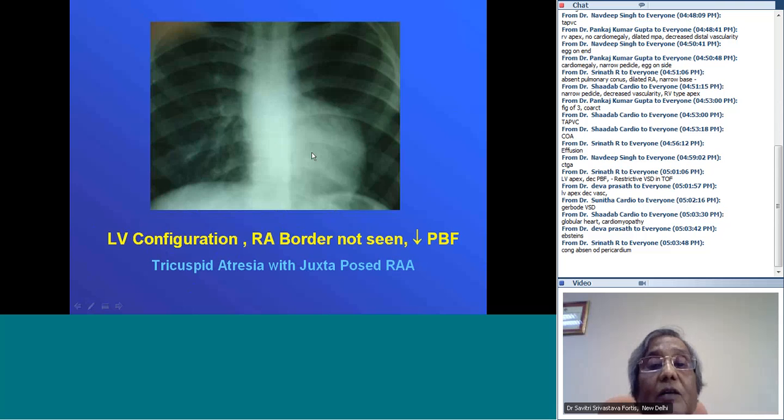But the very important thing you have not pointed out is that in patients of tricuspid atresia, usually the right atrial border is prominent and merges into the SVC border. And here you see an absent right atrial border, hardly any right atrial border. And this is very, very typical of juxtaposition of the right atrial appendage, because then the right atrium is not here, it is shifted. So this area is full because of the juxtaposed right atrial appendage.